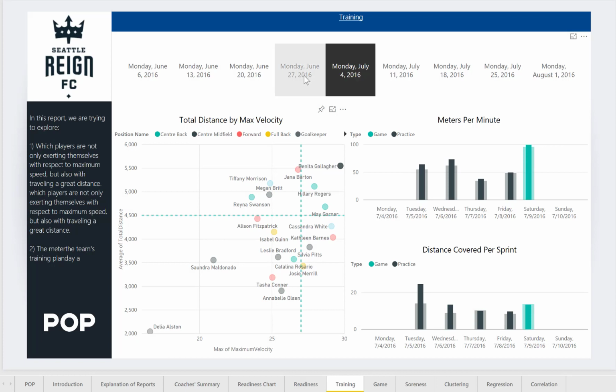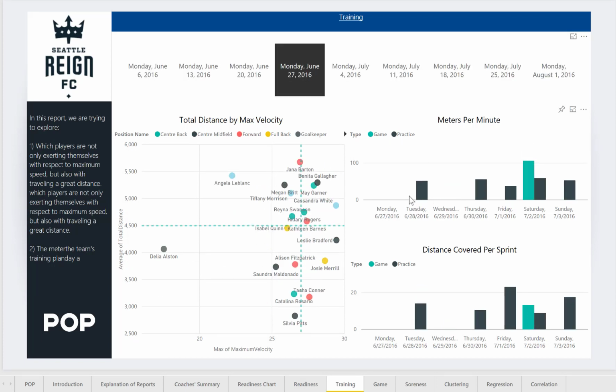As I change the week, I can see how my training week changes, with the blue being when game day was. And again, if I select on a player, I can see how they performed relative to the team average.